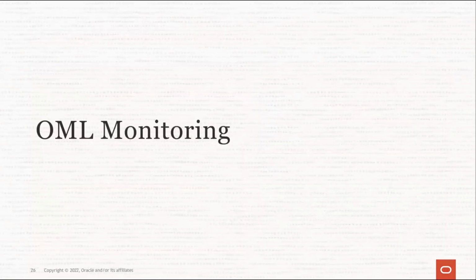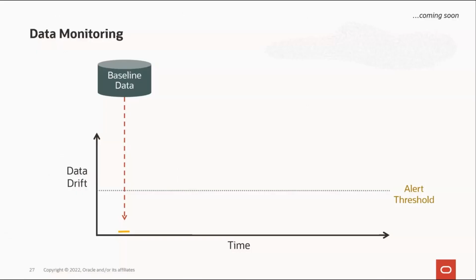The last item I'll touch on is a new feature called OML Monitoring. The latter part of solution deployment involves data and model monitoring. And this is where users can be alerted when data drift or model drift have occurred. In case you're wondering, data drift involves identifying significant changes in the statistical properties of the data, which may indicate the need to rebuild a model.